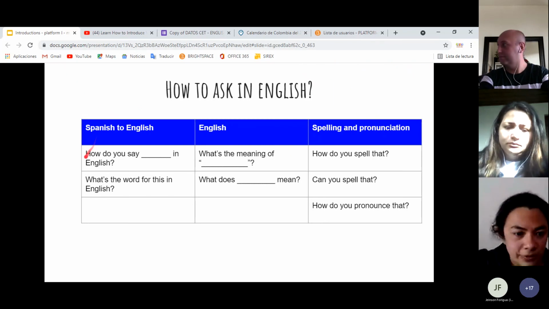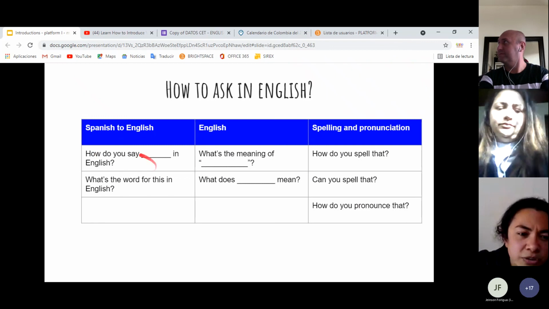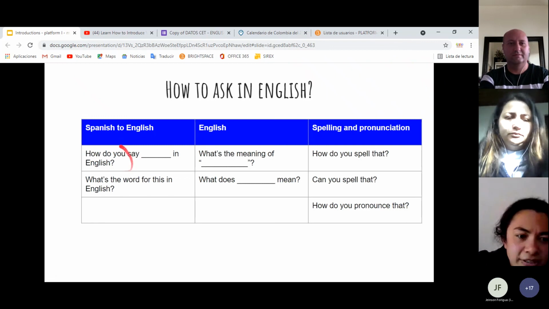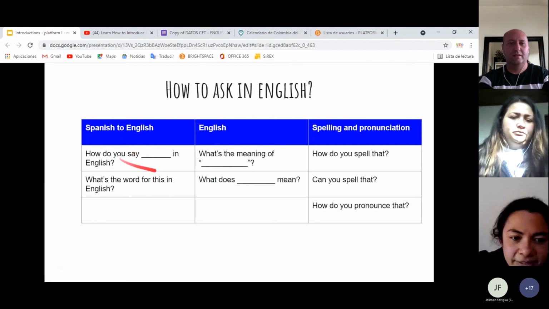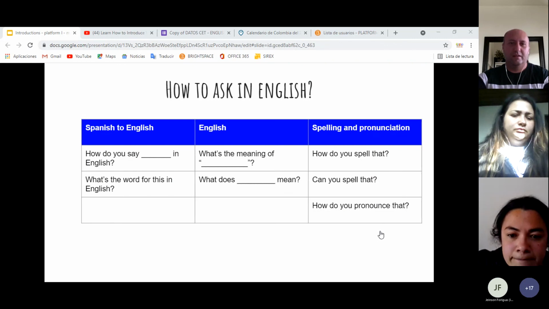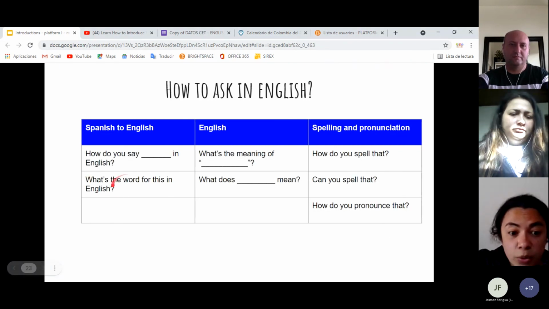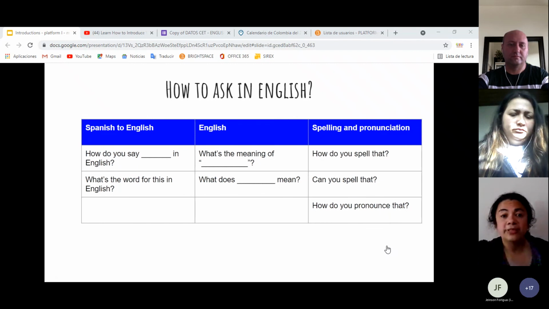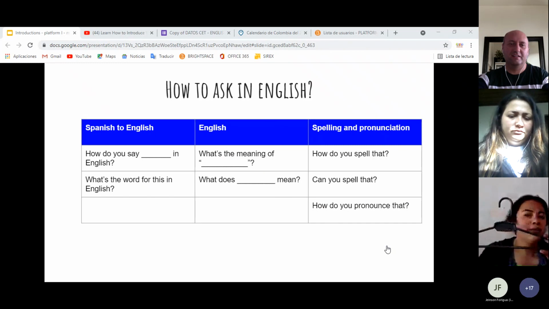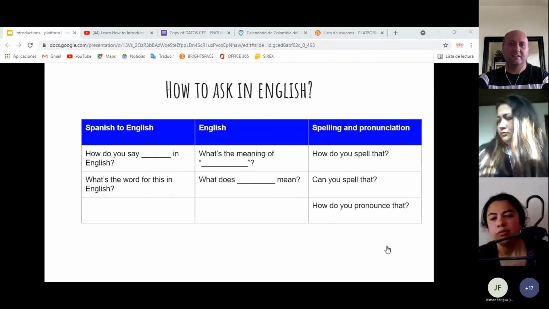So my example is, what is the question for the word? How do you say blah, blah, blah in English? Or what's the word for this in English? So my example is this one. How do you say this in English, guys? What's this in English? A hanger?